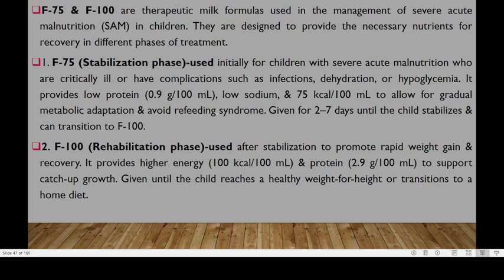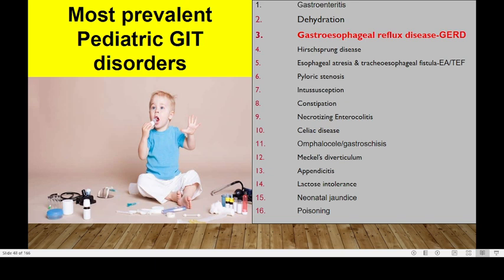So F100 is used in the rehabilitation phase, and this is used after stabilization has happened. So F100 is used to promote rapid weight gain and recovery. It provides higher energy, that is 100 kilocalories per 100 mL, and protein of about 2.9 grams per 100 mL, and this is just to support catch-up growth. It is normally given until the child reaches a healthy weight for height, or transitions to a home diet. So the home diet, in this case, will be the RUTF, right? The RUTF for community support.